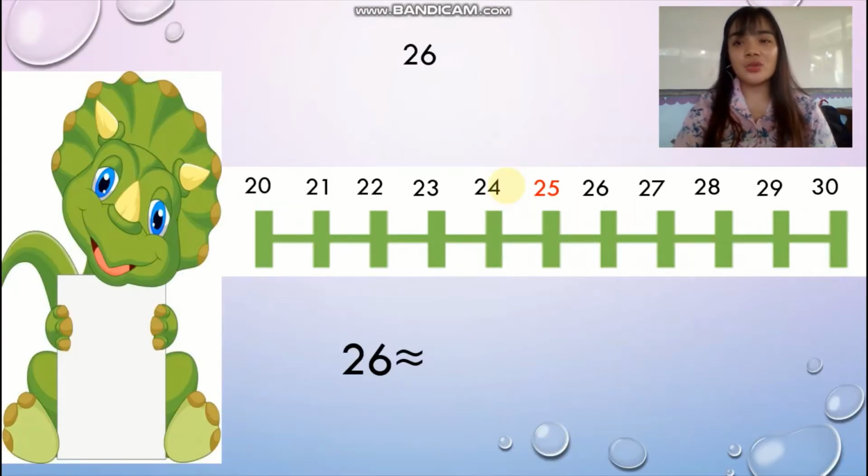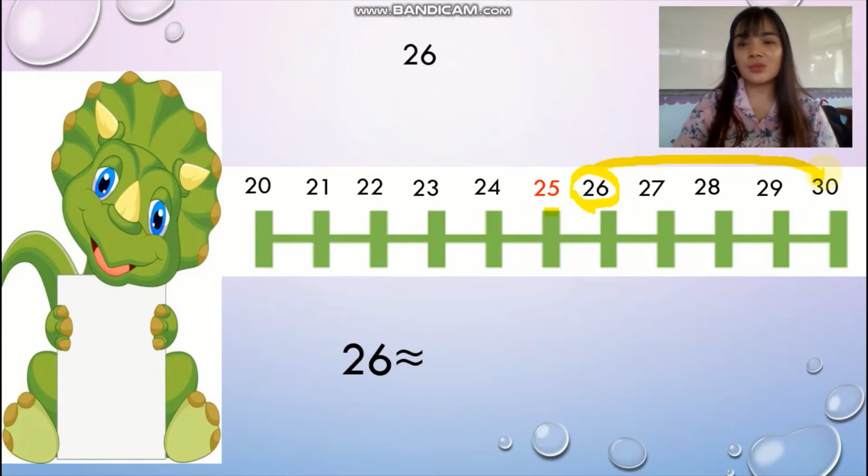Next we have 26. So 26, you can see on our number line, 26 is here. So 26 is higher than 25, which is our middle number. Where are we going to round it off? Is it in 20 or 30? 26 is nearer to 30. So 26 is approximately equal to 30.